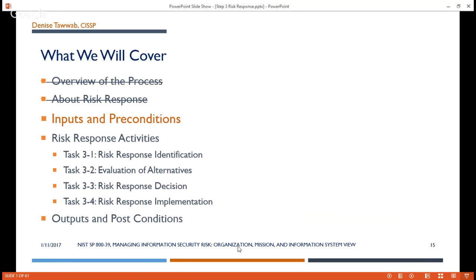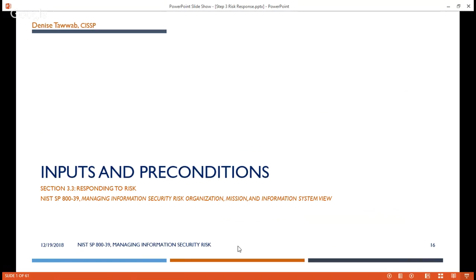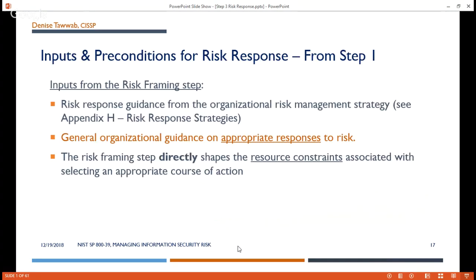Next up, inputs and preconditions to the risk response step. All right, inputs and preconditions for risk response that come from step 1, the risk framing step, include risk response guidance from the risk management strategy, general organization guidance on appropriate responses to risk, and the risk framing step directly shapes the resource constraints that are associated with selecting an appropriate course of action.